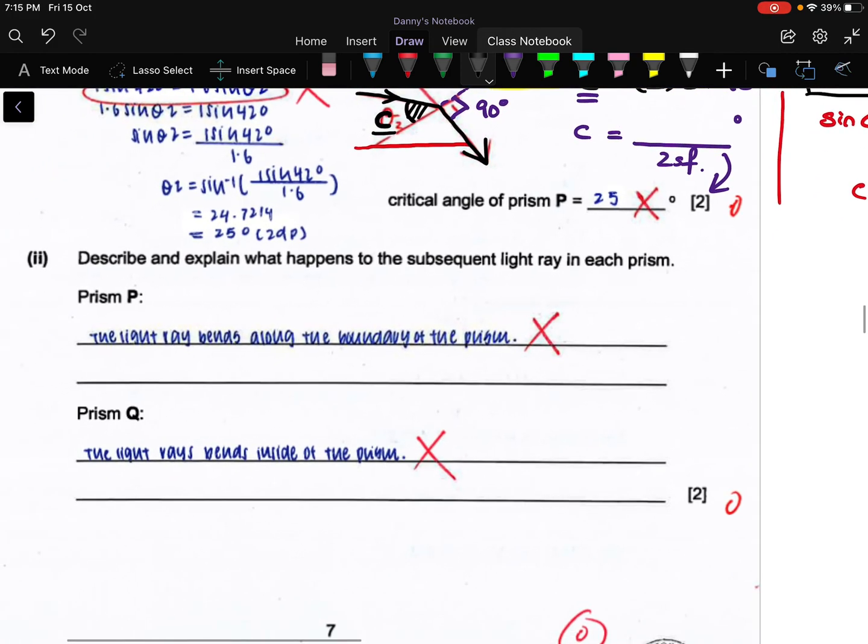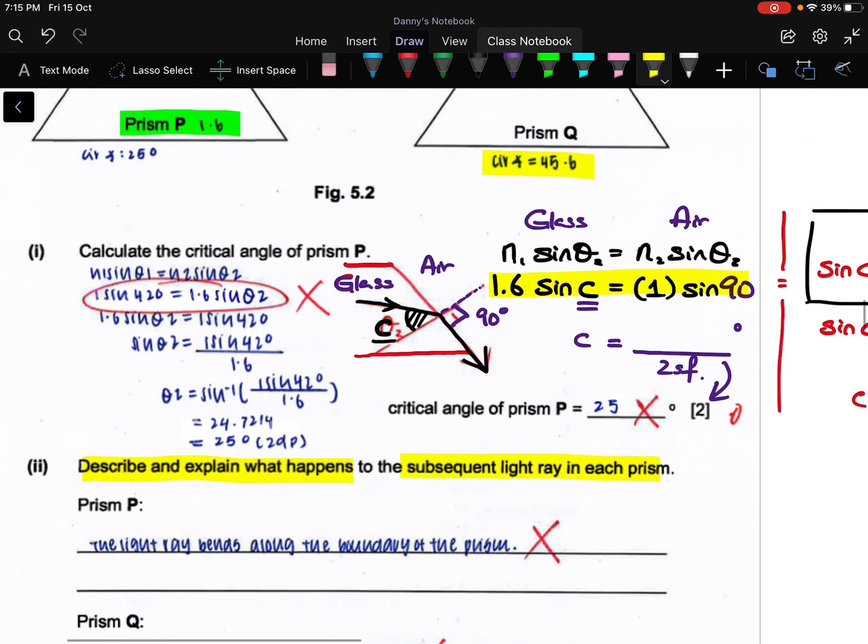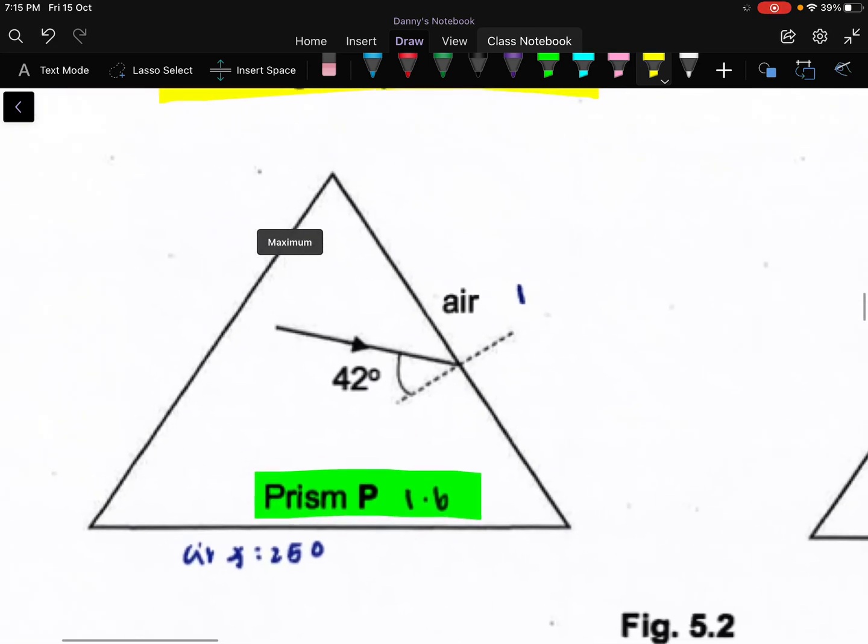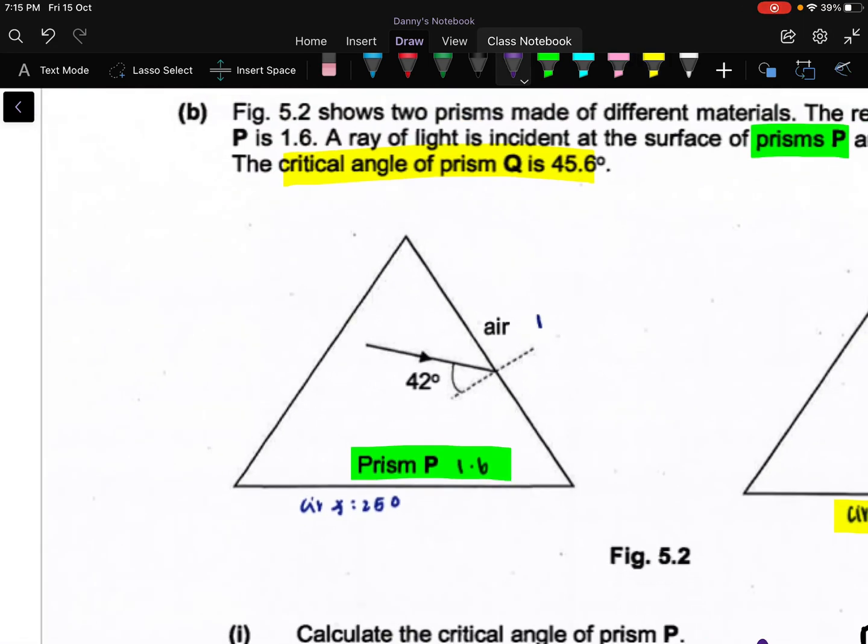Again, like I said, this student is good at mathematics, presentation and calculation, but she is weak in terms of applying the concept. Down here, you are asked to explain what happened to the light ray in each prism, meaning that the question is asking: now I have in prism P a light ray that hits the boundary. Can you please tell me what is going to happen?